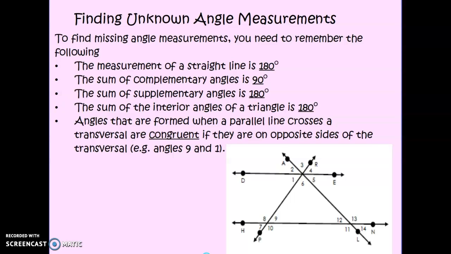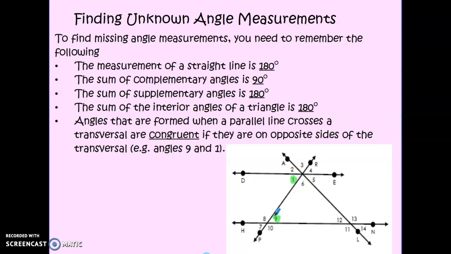Angles that are formed when a parallel line crosses a transversal are congruent if they are on opposite sides of the transversal. So let's talk about what the transversal is. You see here we have parallel lines. We've got this line that goes straight through. This is a transversal, which means angle 1 right here and angle 9 are congruent based on that transversal.